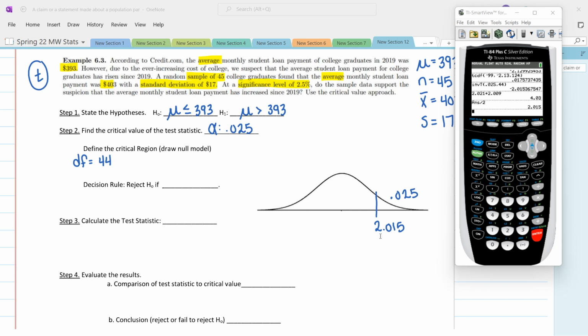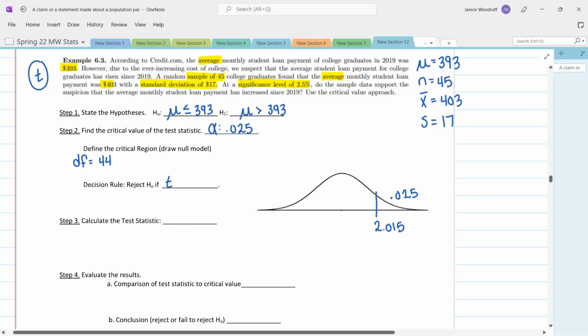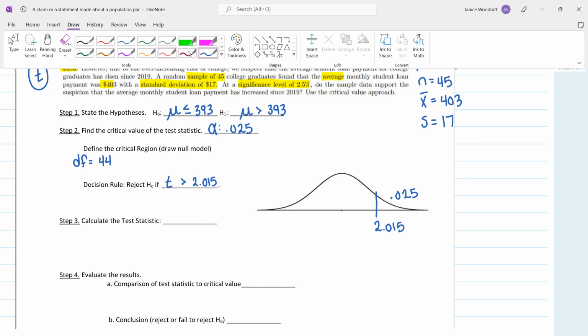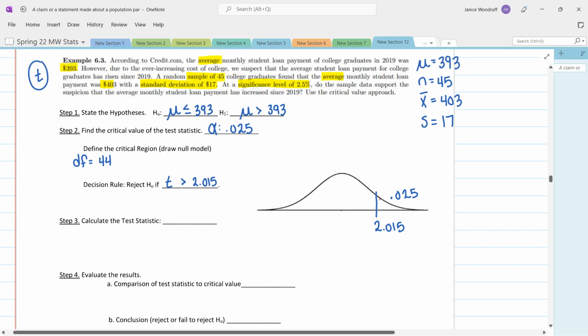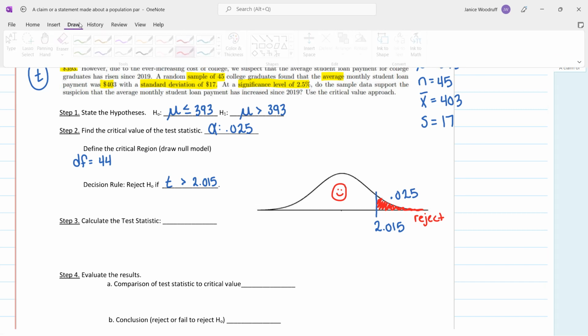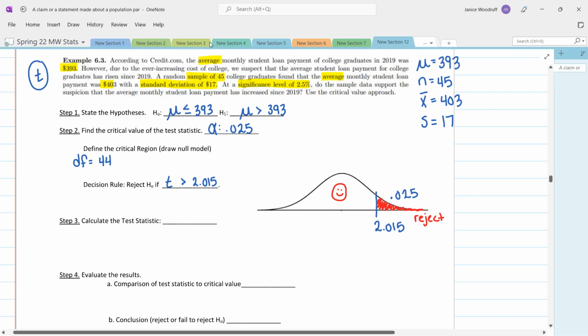Okay, so we've got our t value, 2.015. So we will reject if we get a test statistic greater than 2.015. So we'll mark our rejection region. So reject, fail to reject. All right, and let's go ahead and find our test statistic.